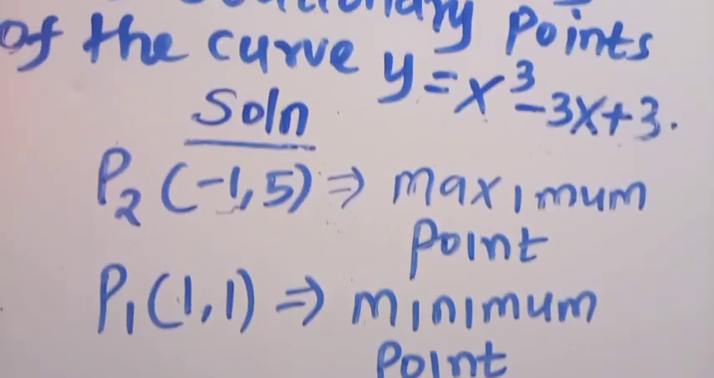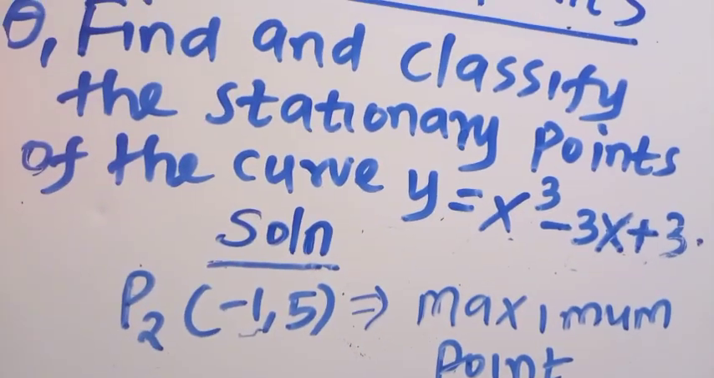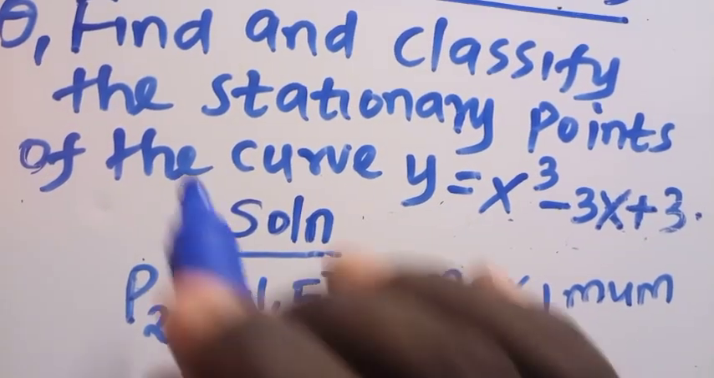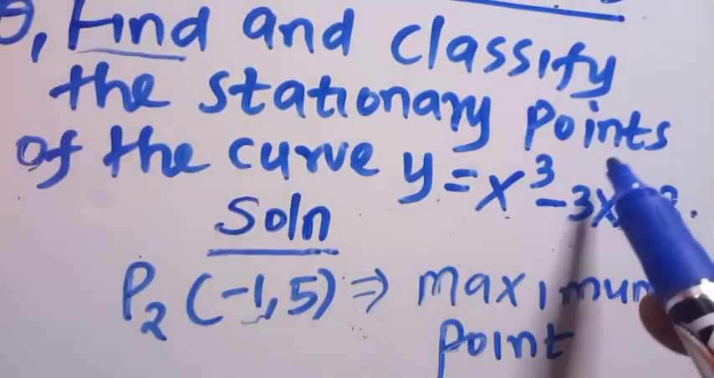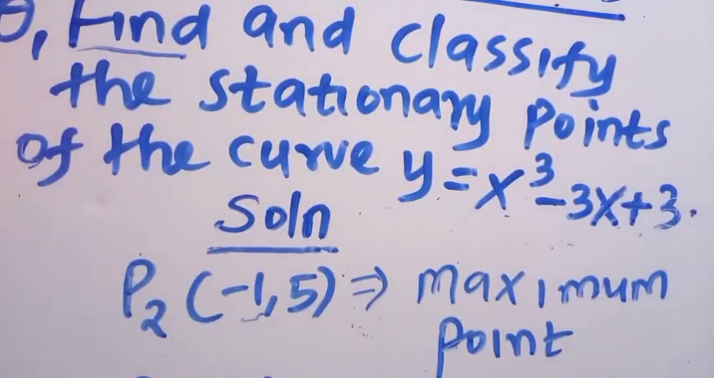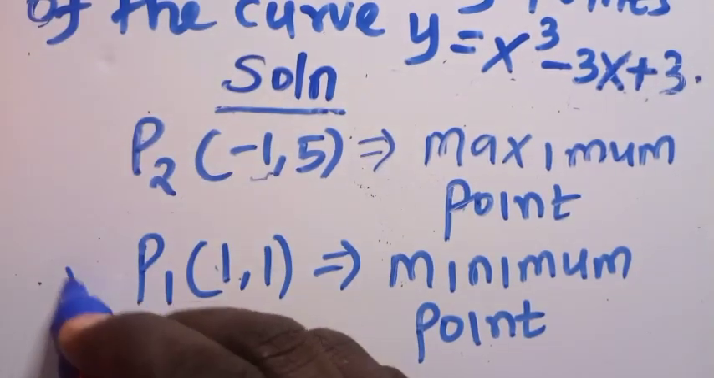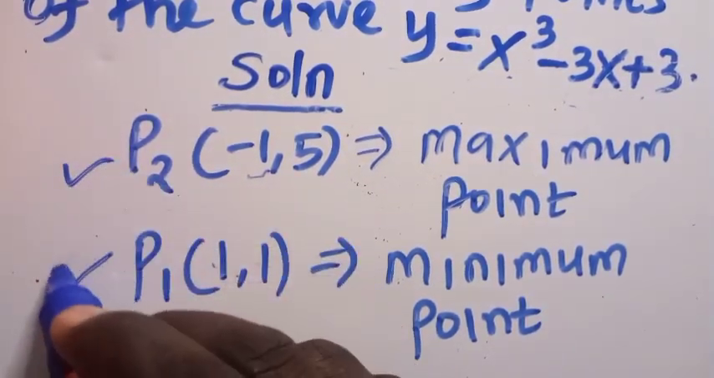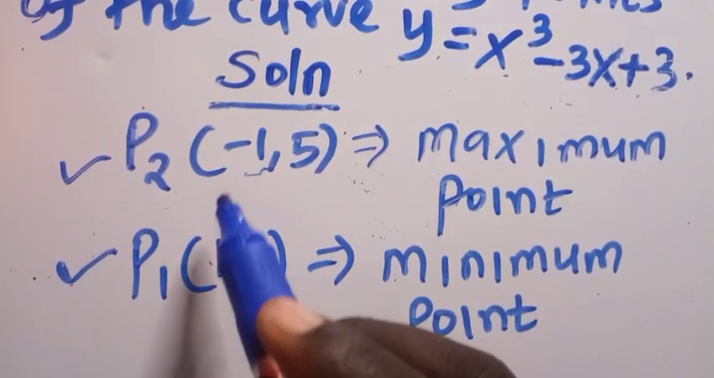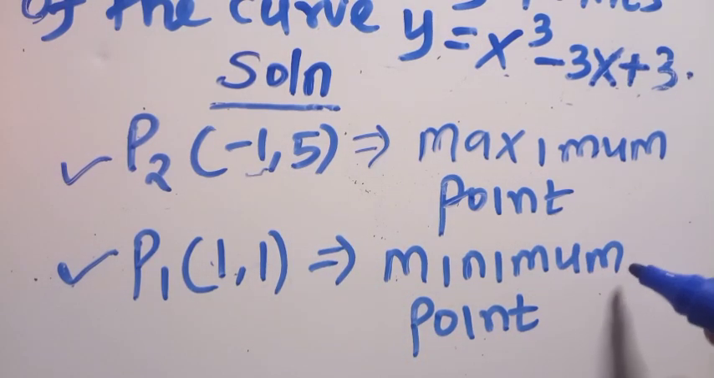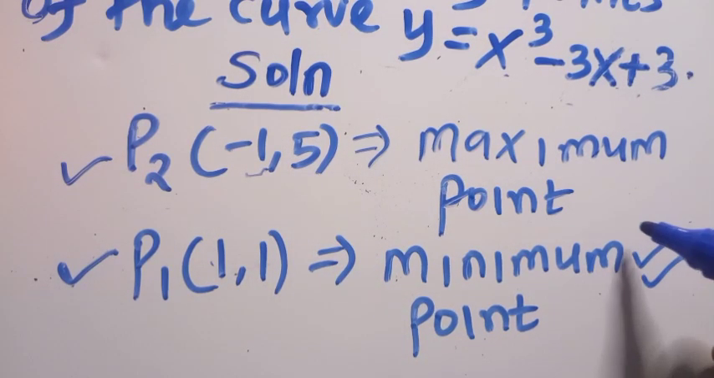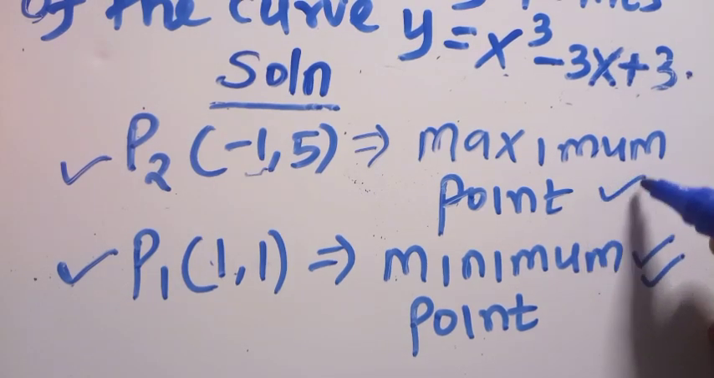Now, our question was for us to find the stationary points and classify the stationary points of the curve. So we have point 1 as 1, 1, and point 2 as -1, 5. Point 1 is a minimum point, and point 2 is a maximum point.